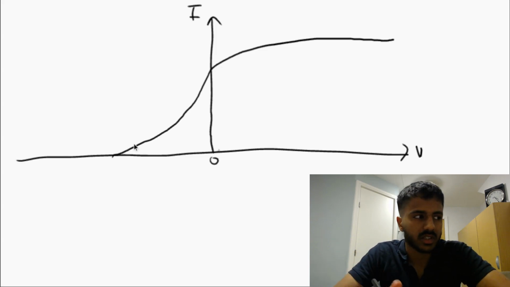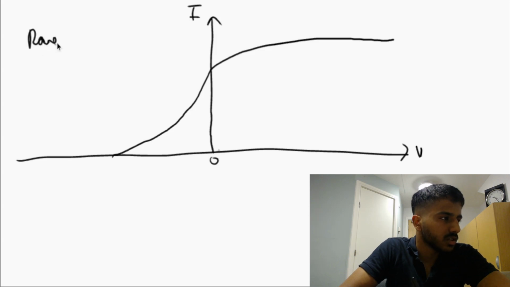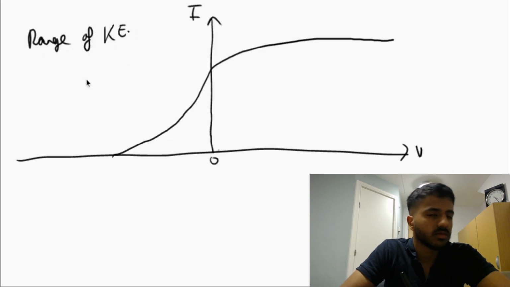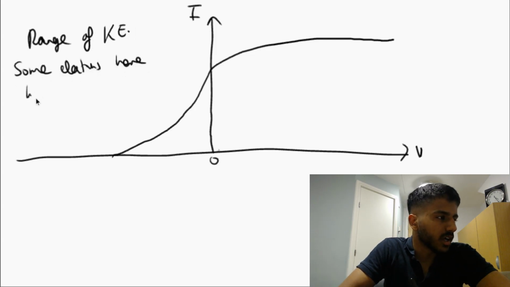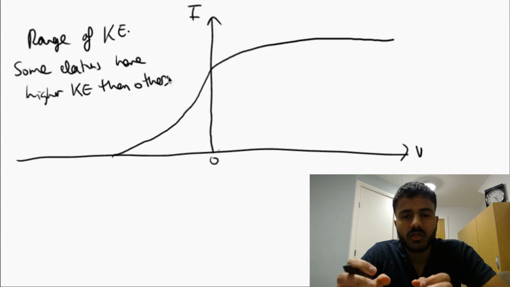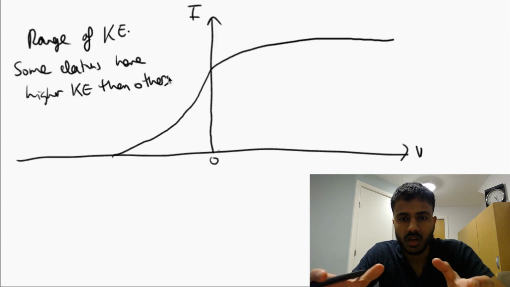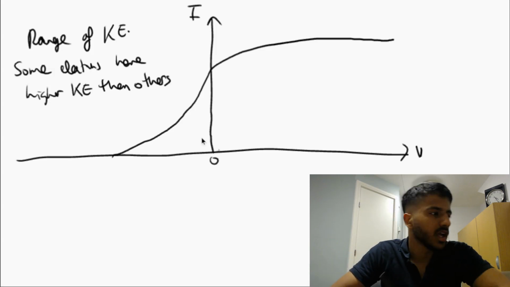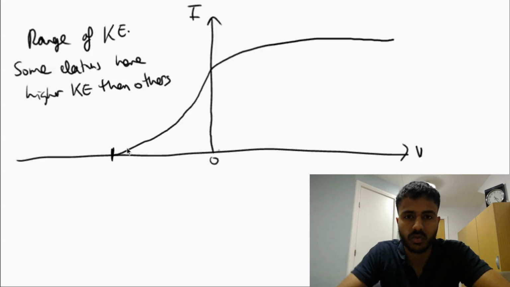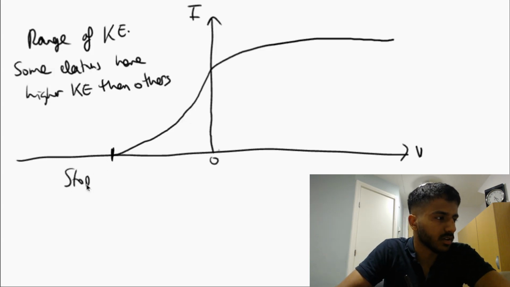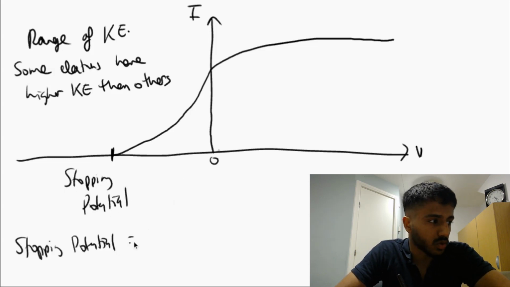And the reason it starts to decrease is, well, we know that there is a range of kinetic energies. So some electrons have higher kinetic energies than others, which means that for some electrons you need a greater work done or a greater potential on the battery in order to resist it from reaching the other side. And this point here, when we start to see that no electrons can reach the other side, is known as the stopping potential. And the stopping potential is equal to the maximum kinetic energy of the electrons released.